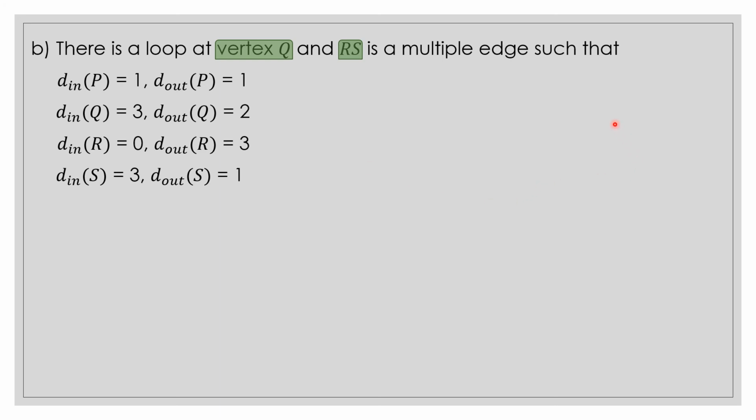So first we need to draw the vertices. How many vertices do we have here? You see that you got P, Q, R, S, so it means that you have 4 vertices. So you have to draw 4 dots, and then you label them P, Q, R, S. Then remember we have to draw the loop first and the multiple edge. There's a loop at vertex Q, so we draw a loop. And then there are multiple edges at RS, so we draw the multiple edges.